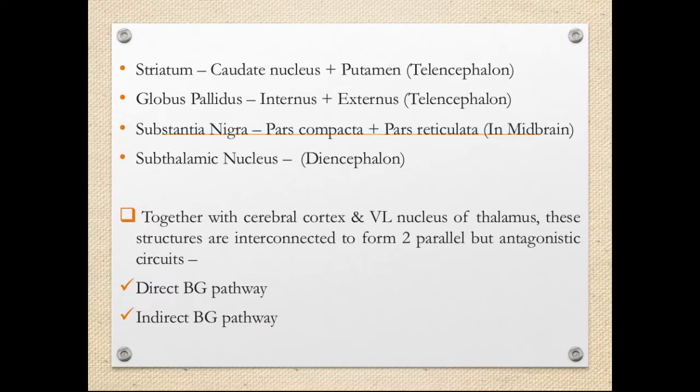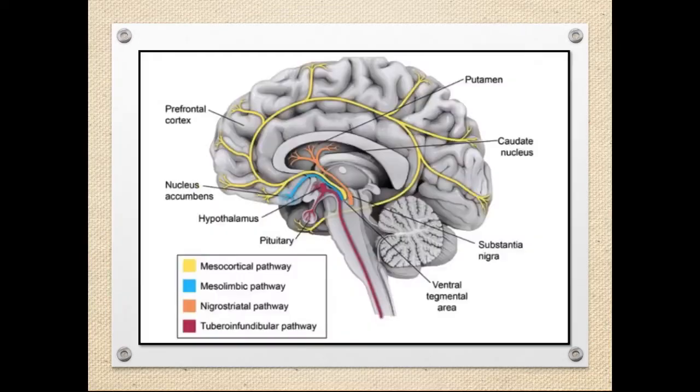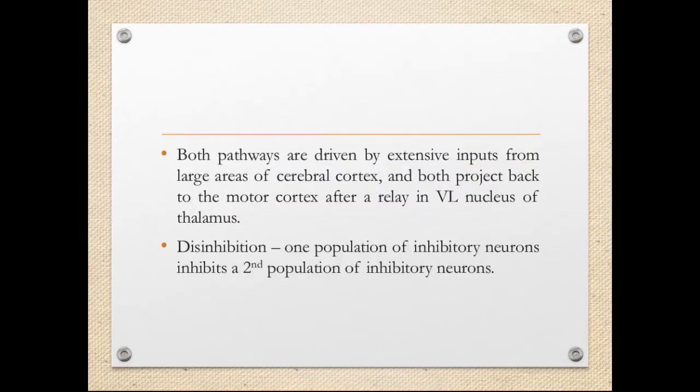So coming back to that circuit, before going to that circuit there was one term, that's the disinhibition. What does it mean? It means one population of inhibitory neurons inhibits a second population of inhibitory neurons. Like in math we do negative cuts negative, minus cuts minus, right? So in a similar way, inhibitory will inhibit the second inhibitory, that is the disinhibition. And this term disinhibition is very important in the connection of the basal ganglia, right?